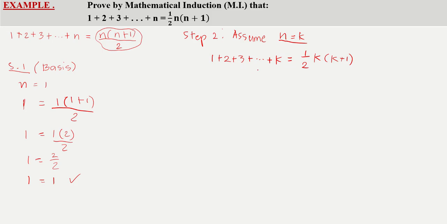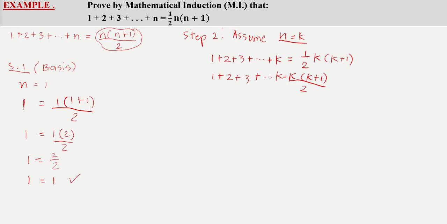And this is an assumption, and this assumption will be applied in our proving. So we could also rewrite it there for us not to be confused. For the denominator 2 plus k, which is equal to k times k plus 1 all over 2. Okay, so that is the step 2 there.